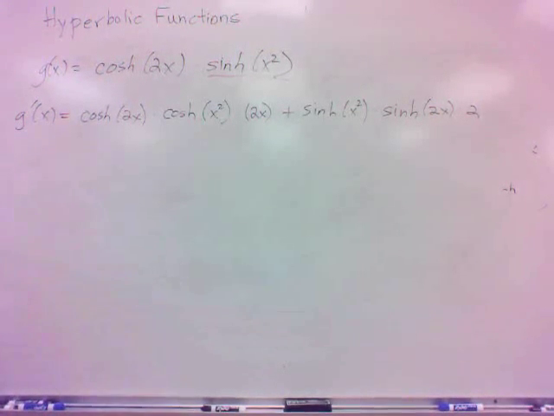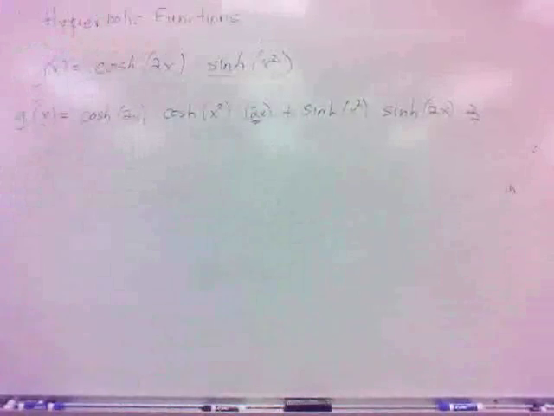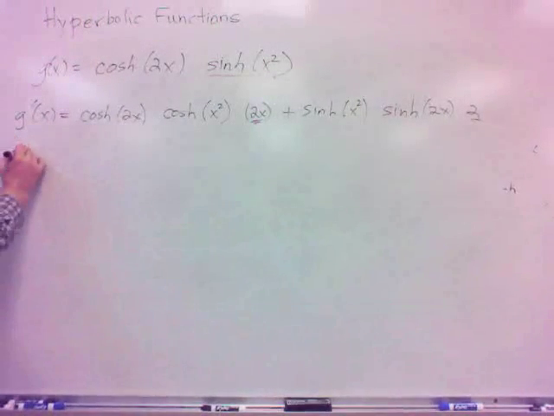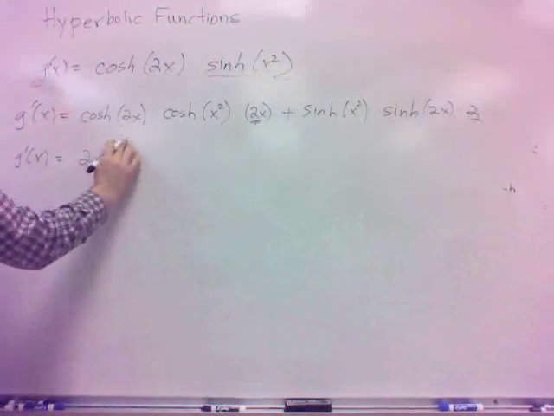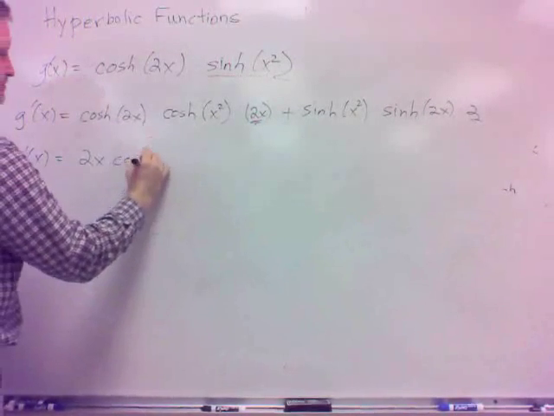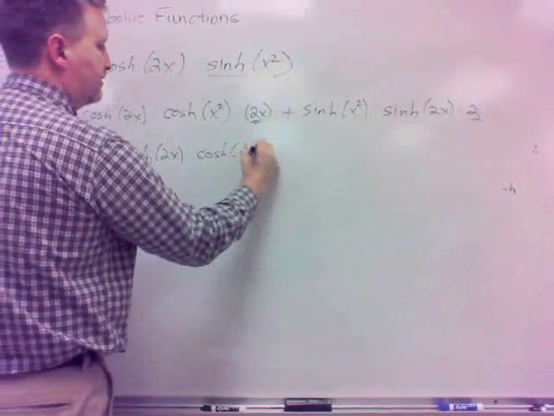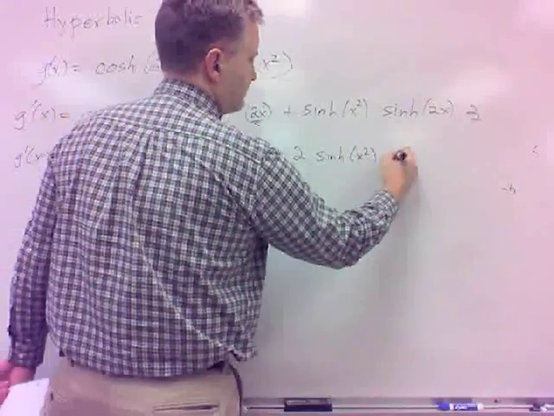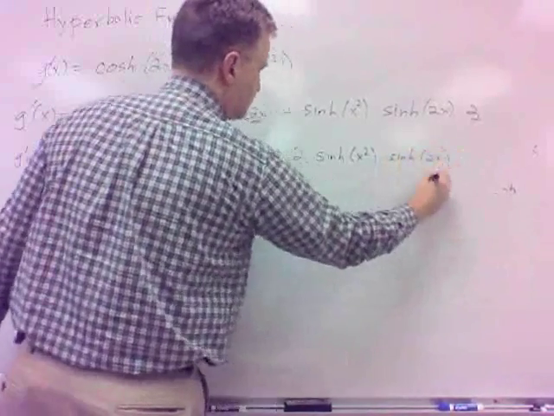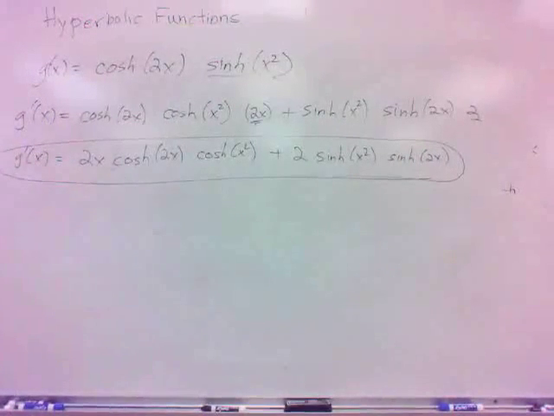And like trig functions, they usually write these that don't have the hyperbolics on them up front here, so we have 2x times the cosh of 2x times the cosh of x squared, plus 2 times the sinh of x squared, sinh of 2x. Not totally necessary, but that's generally speaking what they would do. Just move those pieces up front. Okay? Nothing to it, right?